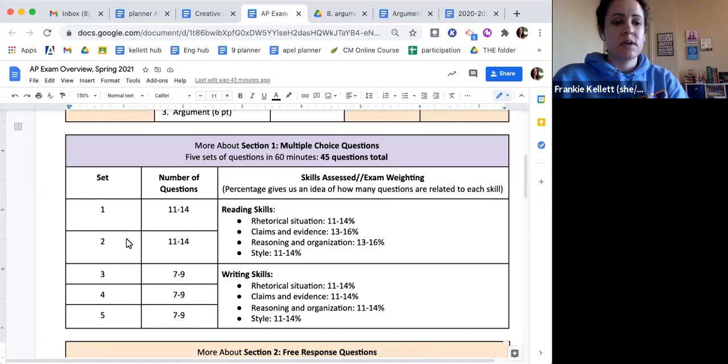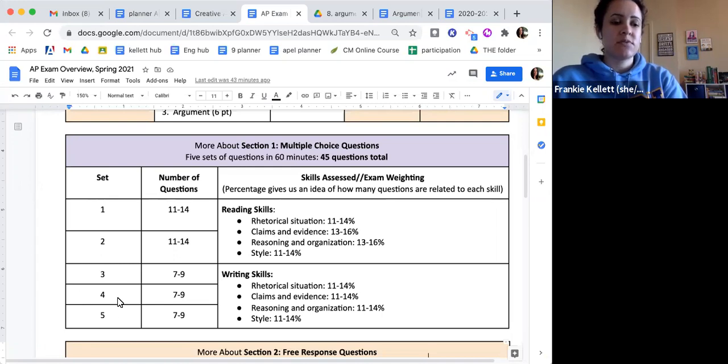Okay, so sets 1 and 2 are reading skills. Usually each set has 11 to 14 questions. Okay, and then these percentages here give us an idea of what percentage of those questions cover each skill. So 11 to 14% of the reading skill questions are about the rhetorical situation. Okay, 13 to 16% of the reading questions are about claims and evidence. Okay, so those are the first 2 sets.